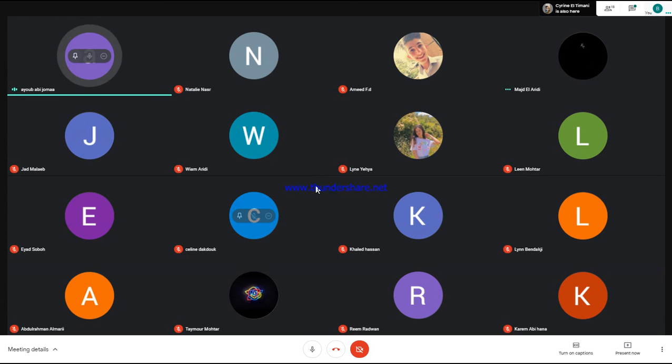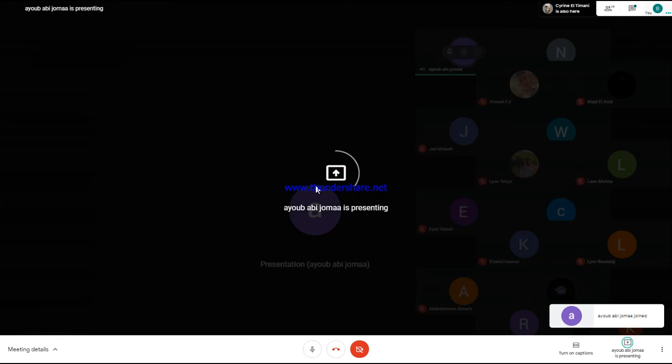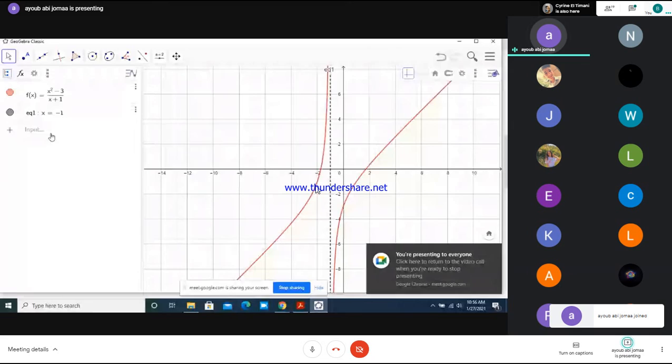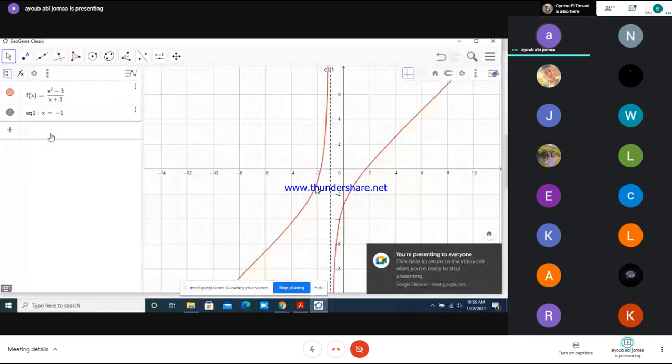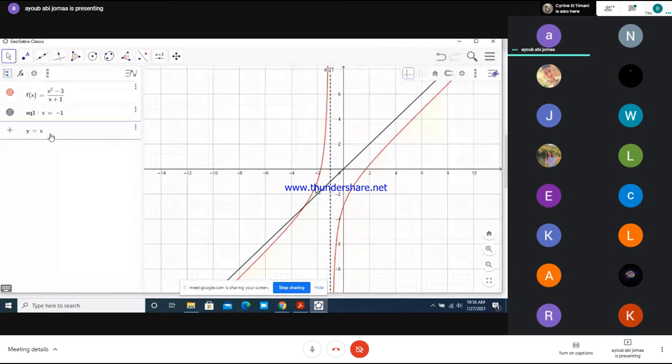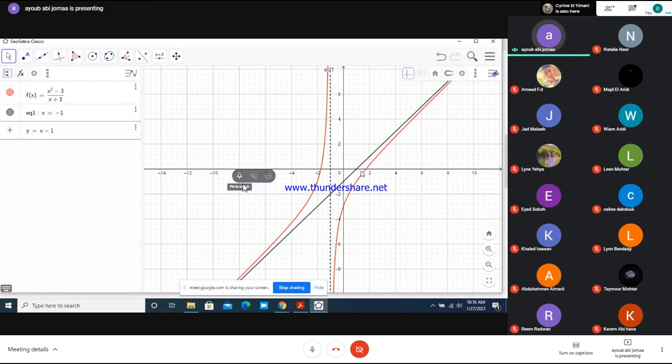this is the one we were talking about a little while ago. It has an oblique asymptote. The equation will be y is equal to x minus 1, I guess, minus 1. This one has an oblique asymptote.